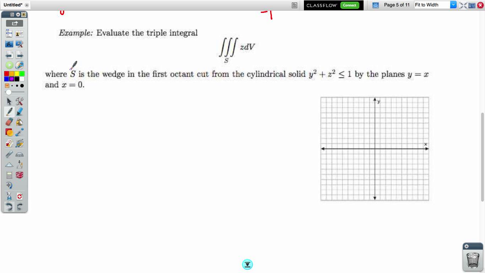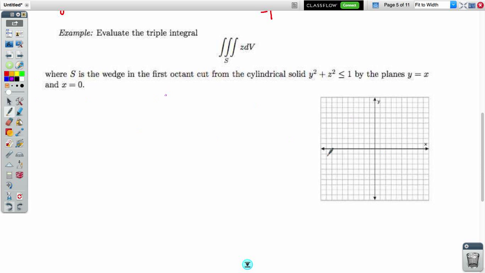So then it says, our solid over which we're integrating is the wedge in the first octant. Now, in a regular two-dimensional graph, these are quadrants. In a three-dimensional graph, each of the little sections is called an octant, and there are 8 of them. So in the very first octant, cut from the cylindrical solid y squared plus z squared is less than or equal to 1, and the planes y equals x and x equals 0.